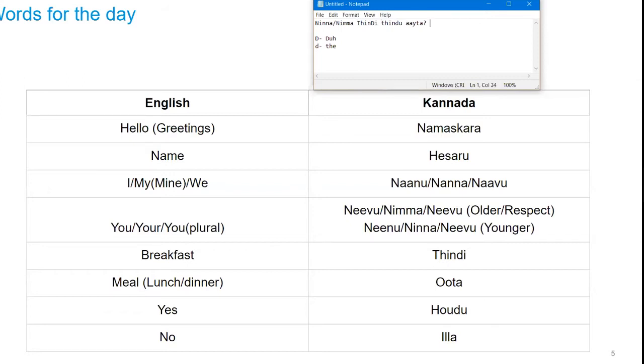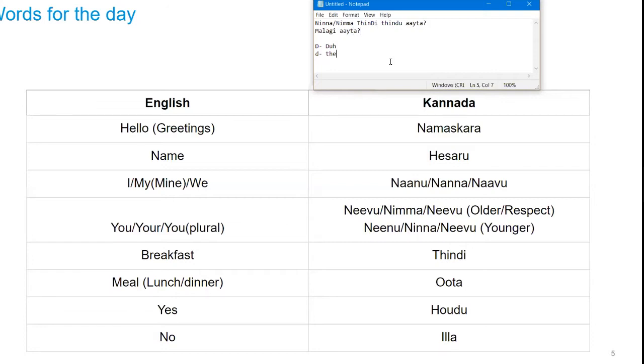Okay, so now this is malagi. Malagi is to sleep. Now if I say malagi aita, I'm asking, are you done sleeping? Okay, so this is to be done. It doesn't have anything to do with eating. So this is the verb over here.